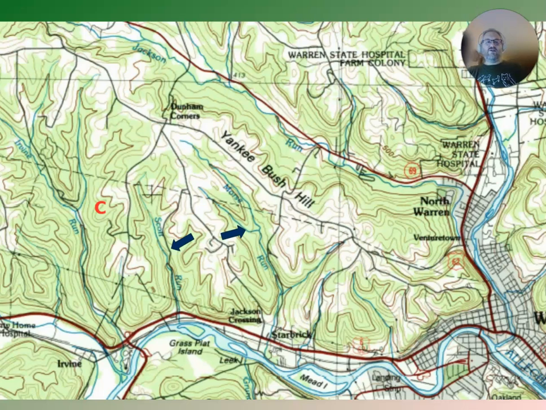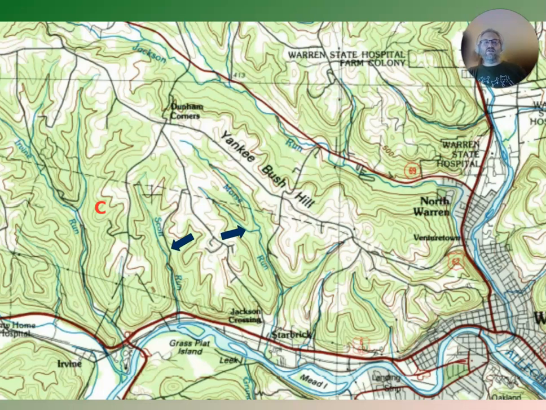So in between Morse Run and Scott Run, there's going to be an area of higher ground. We're going to get a ridge in between them where the drainage divide is going to be located. And we can actually see in this case that there is a road. The gray lines on this map are the smaller roads. The red lines are major highways. We've got a road that goes from Jackson Crossing up to Dunham Corners that more or less follows the top of that ridge between Morse Run and Scott Run.